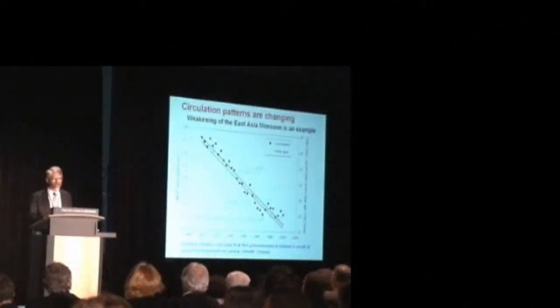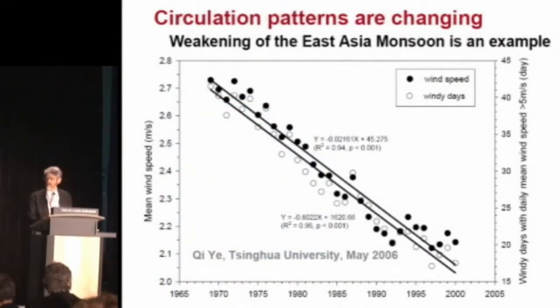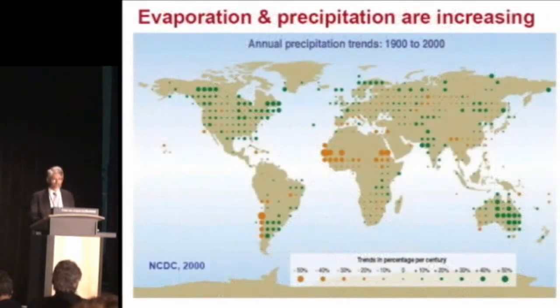As you would expect from non-uniform changes in temperature, circulation patterns are changing. This shows the weakening of the East Asia monsoon over the last 30 years. Chinese climate models have led to the conclusion that that phenomenon is a result of greenhouse gas-driven global climate change. Evaporation and precipitation are increasing on a global average, although not everywhere. Some places are getting drier, others are getting wetter.